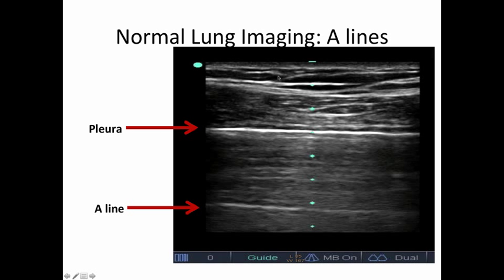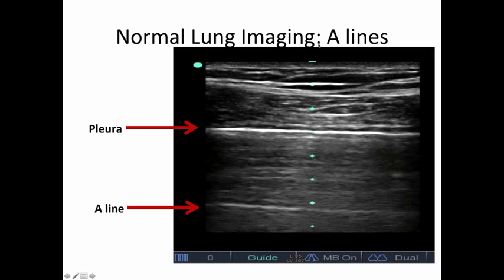So again, the probe is up here, so this is the surface of the skin. As you go through, there's chest wall, so there's intercostal muscles here, and then this bright white line is the pleura. The reverberation artifacts mean that the ultrasound waves are bounced from the pleura back to the ultrasound, and then the artifact is that it then bounces back to the pleura and back to the ultrasound again.